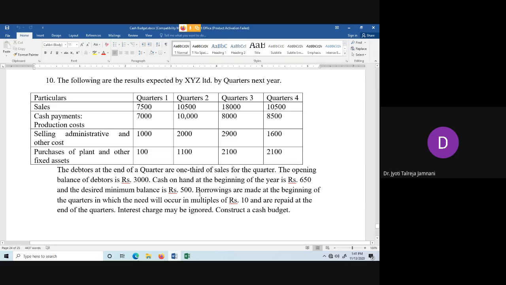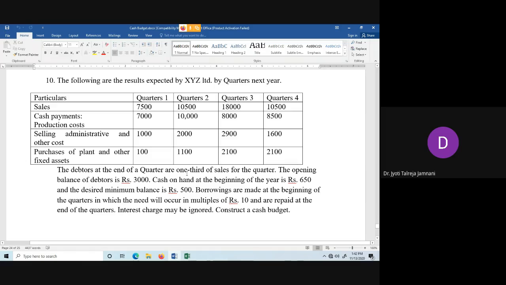The debtors at the end of each quarter are 1/3 of sales for the quarter. That basically means out of the total sales, 1/3 of the sales will be paid in the next quarter. So that means 2/3 will be paid in this quarter only. Debtors means the customers who are still not paid. So at the end of each quarter, 1/3 of the customers are there who are still not paid.